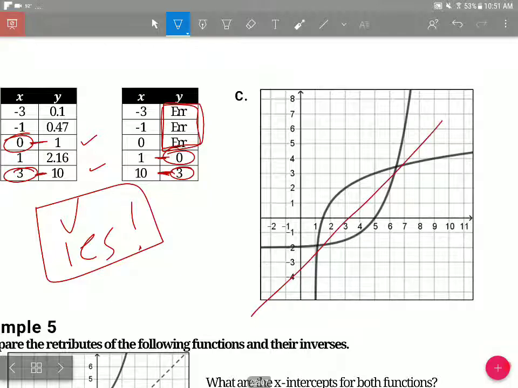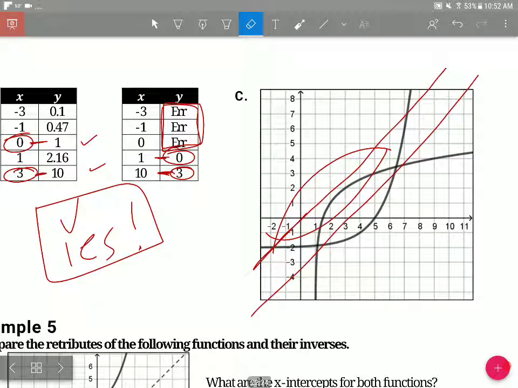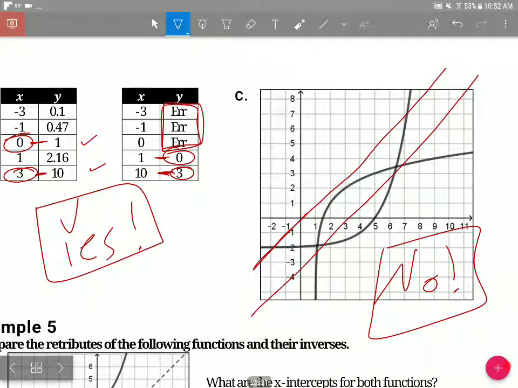They do, but is that the one we want? No, we want the one that goes right through the origin, right there. So yes, they're related. No, they're not inverses. They would reflect over here instead. So the answer in this case is no. They reflect across the wrong line. Cool? Does that make sense? You have them before? Yes, ma'am.